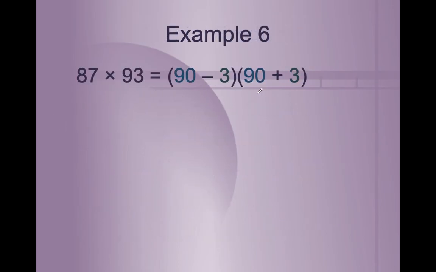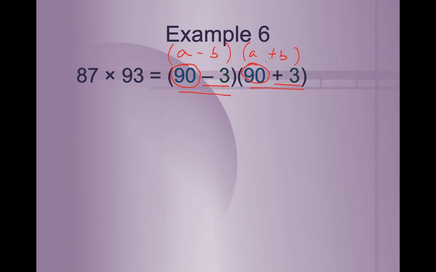87 times 93. Well, I can rewrite 87 times 93 as 87 is 90 minus 3, correct? That's the same as 87. And 93 is the same as 90 plus 3. But notice here, this 90 and this 90 are the same, right? Negative 3 and a positive 3. What does this look like? Well, this looks like a minus b, a plus b, because a and a are the same. They're both 90. B and b are the same. They're both 3. So how can I solve this?